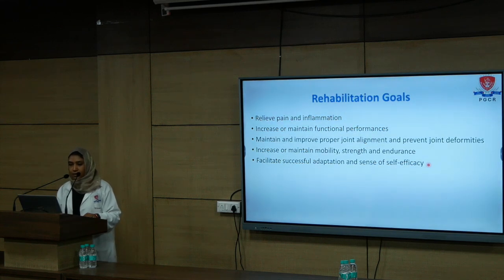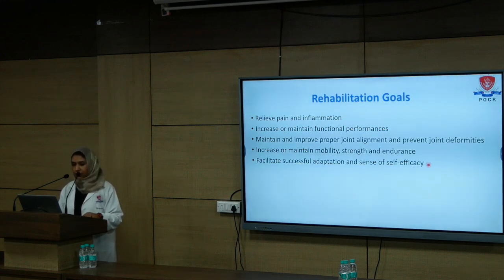Rehabilitation is not only used in pre-operative conditions, it's also used in post-operative conditions. So our main goal for the acute condition: first we have to immobilize the joint, then relieve the pain and inflammation by giving appropriate medications and intra-articular injection later on. We have to increase and maintain the functional performance of the patient. For deformities and contractures, we have to give proper joint alignment and give aids, assistive devices to prevent joint contractures. And increase and maintain mobility, strength and endurance, and facilitate successful adaptations.